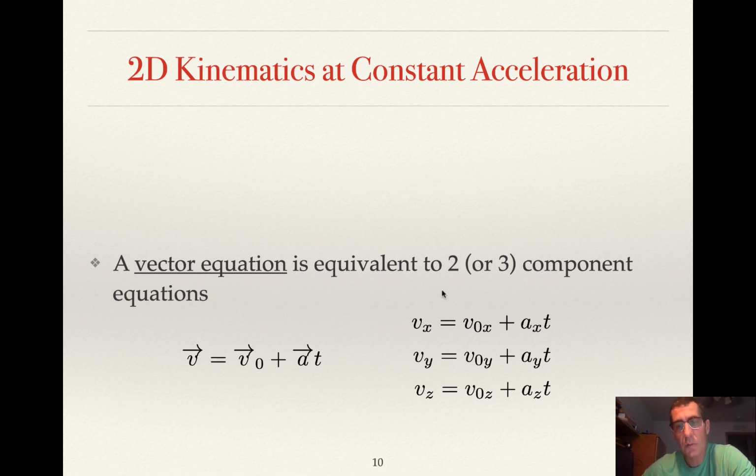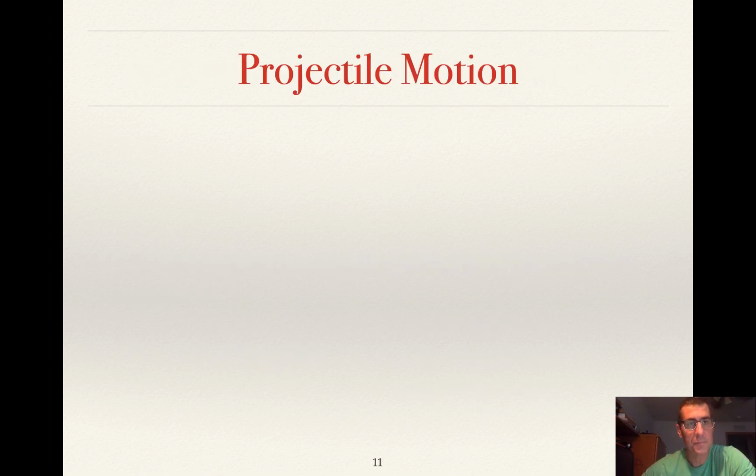If you have two components, you've got two separate equations. If you've got three components, you've got a third. So the component of the final velocity in the x direction is equal to the component of the initial velocity in the x direction plus the component of the acceleration in the x direction times t. And a similar one involving all the y components, and a similar equation involving all the z components.